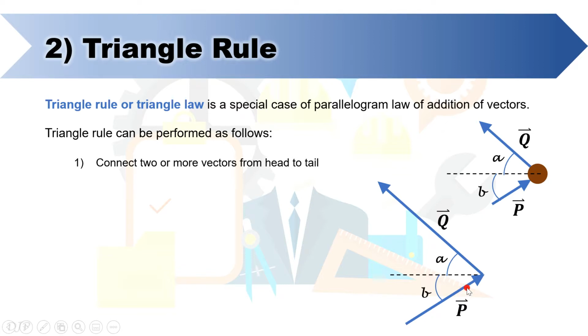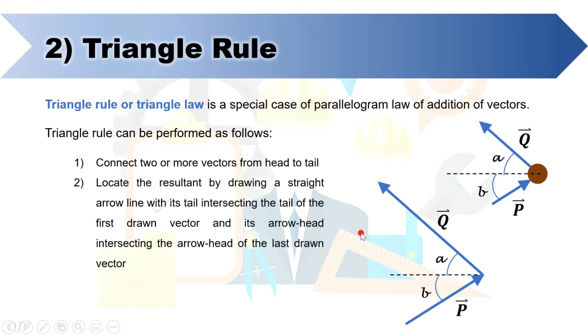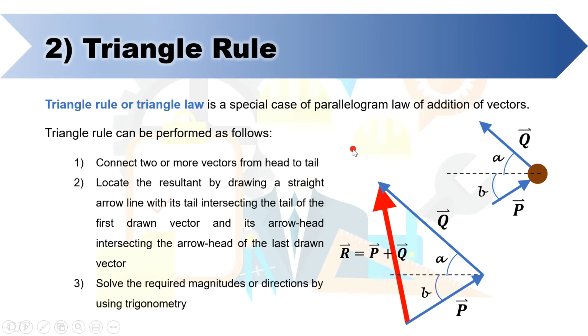The force vector P is connected to force vector Q by a head to tail connection. The next step is to locate the resultant, or draw the resultant, by starting from the tail of the first drawn vector and connecting the head of the resultant to the head of the last drawn vector. With the resultant drawn in the figure, you can now solve the required magnitudes or directions by using trigonometry.